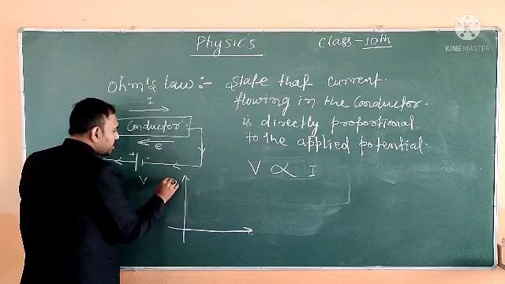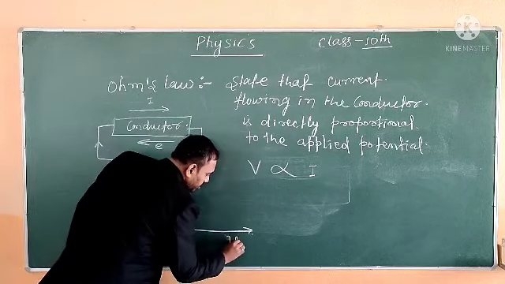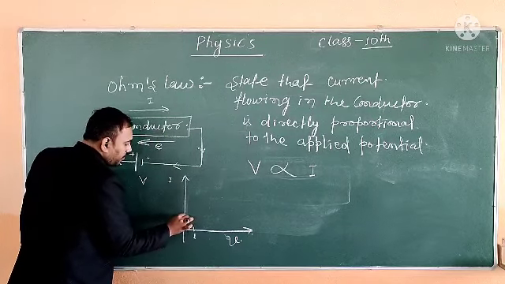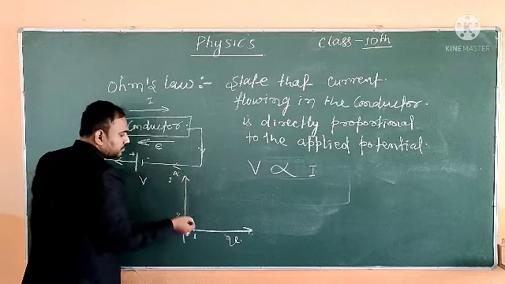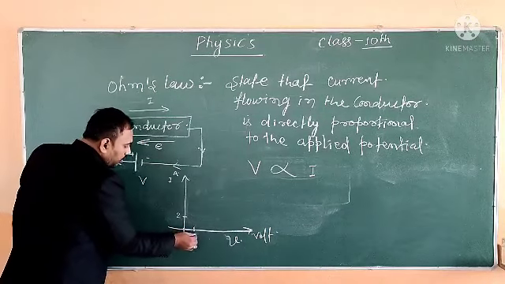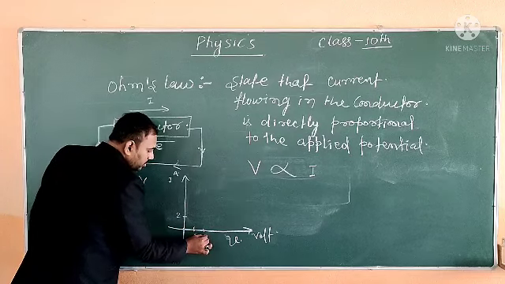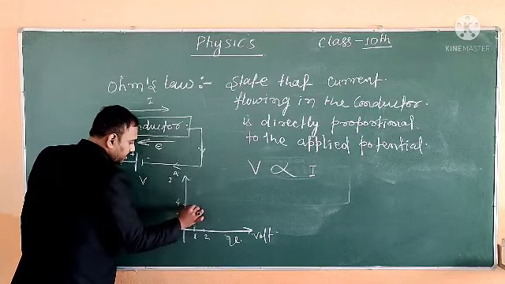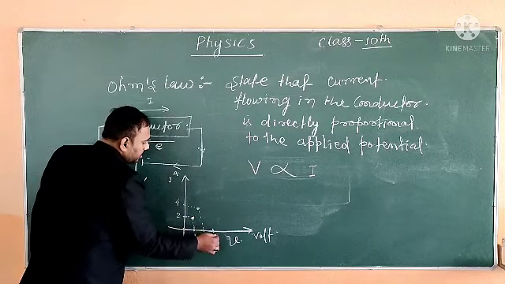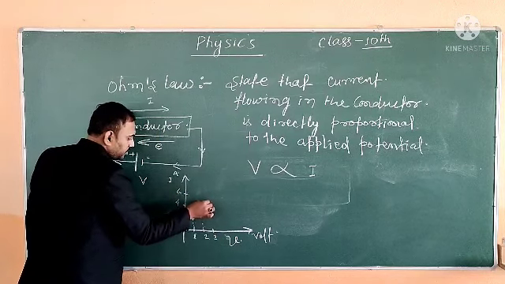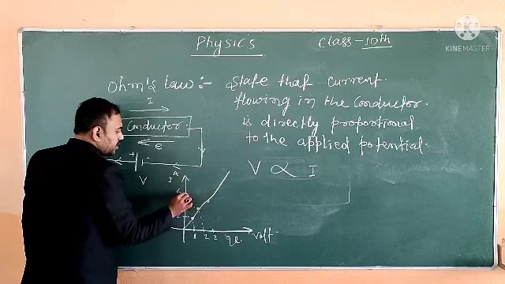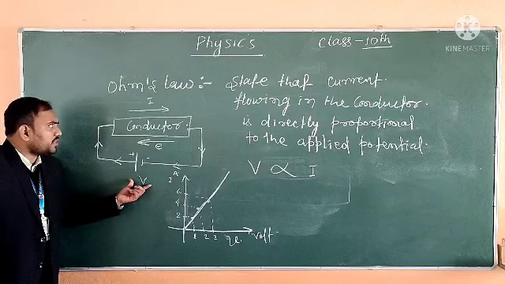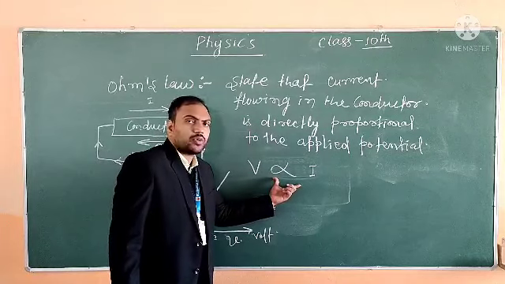Let's suppose there is a graph of current against potential. If you increase potential, let's suppose 1 volt, and you find 2 ampere current; then 2 volt, 4 ampere; let us keep increasing like this; again 3 volt, 6 ampere. He observed a straight line, uniformly, which means the relation between current and potential was explained by Ohm as direct.